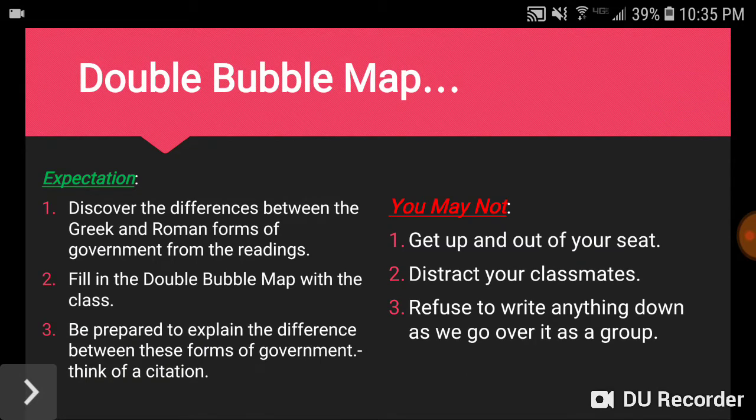All right, so if you were paying close attention, you almost don't even need to read the sources, but still, you need to read the sources. So what you're going to do and what the expectation is that you're going to figure out what is the difference between Greek or Athenian and Roman democracy in their forms of governments. You're going to fill in this double bubble map that you have on the back of your notes paper, and you're going to tell me the differences and similarities between these two groups and their forms of government.